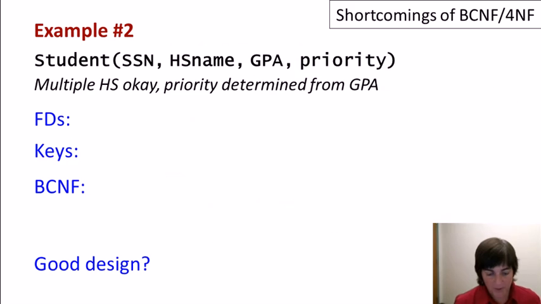For our second example, let's go back to our student relation, and now we're going to have a student's social security number, the high schools that they've attended, their GPA, and their priority for admission.